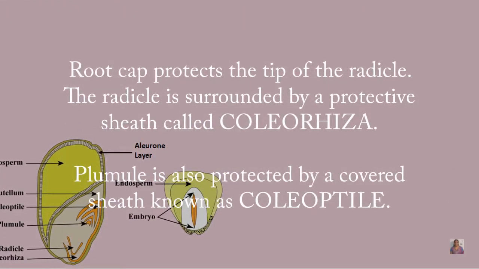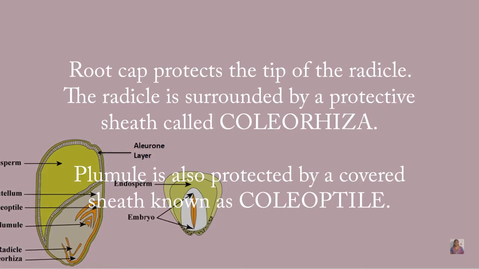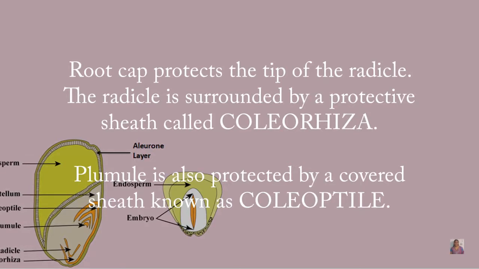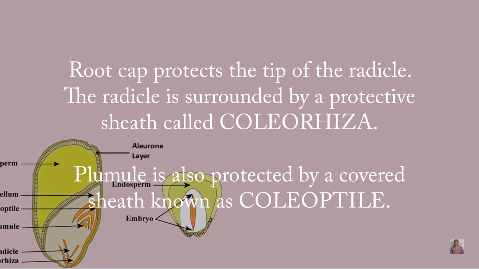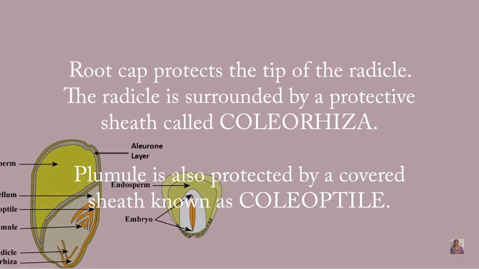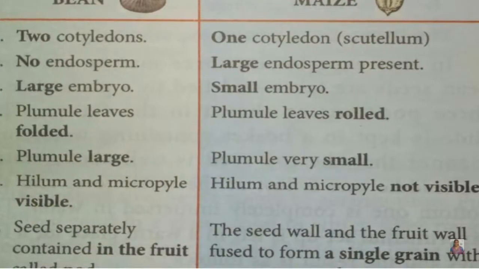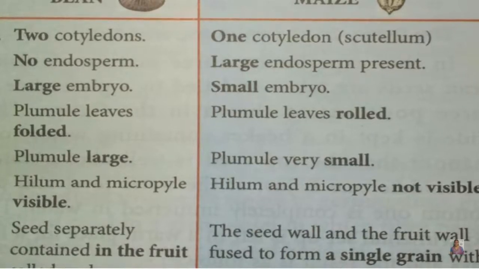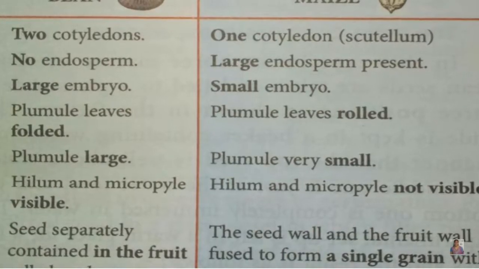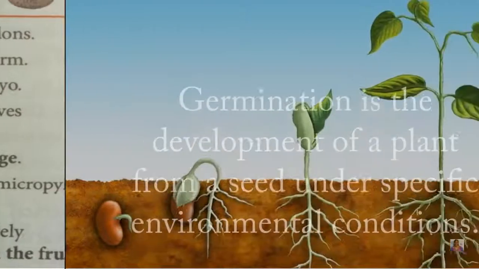As we have already discussed, inside the scutellum, the embryo axis, radicle, and plumule are present. The radicle is surrounded by a protective sheath called the coleorhiza, and the plumule is also protected by a covering sheath called the coleoptile. So, this is the basic difference between monocot and dicot seeds.